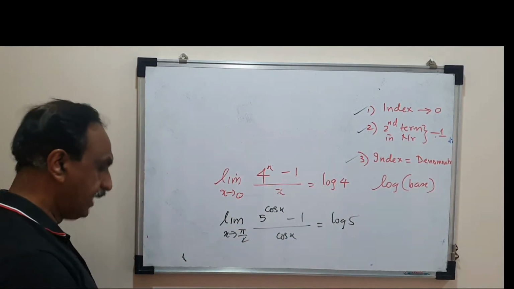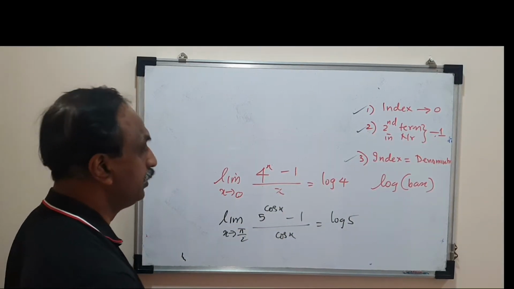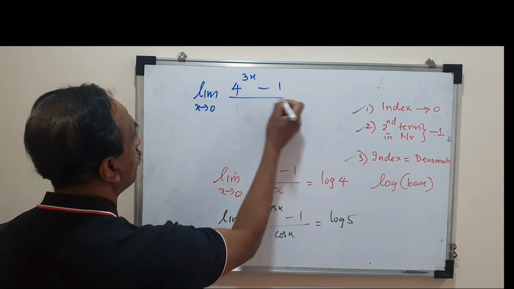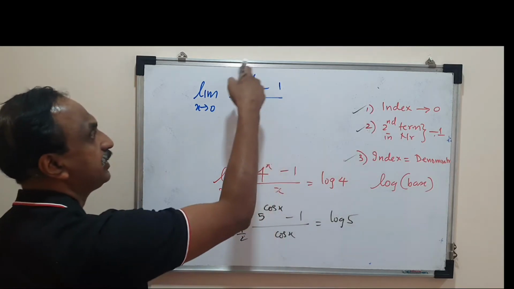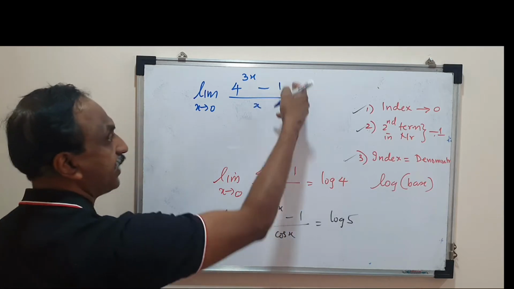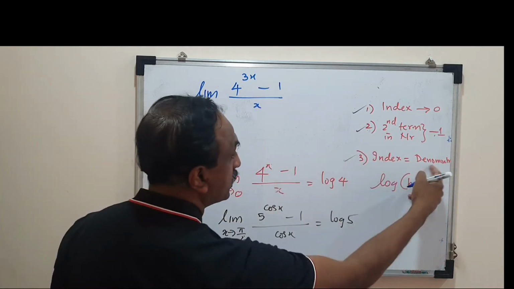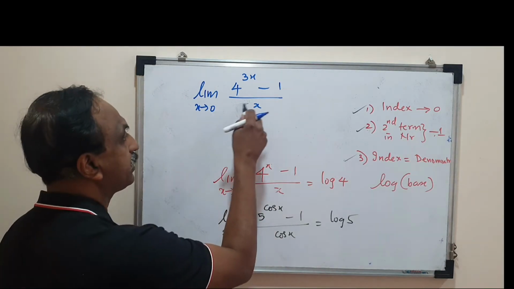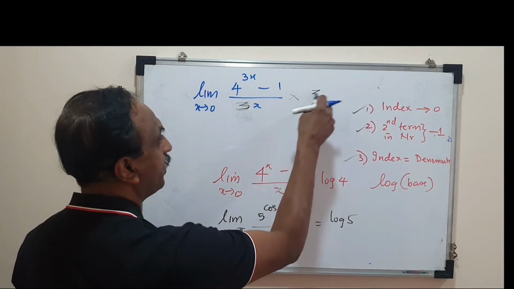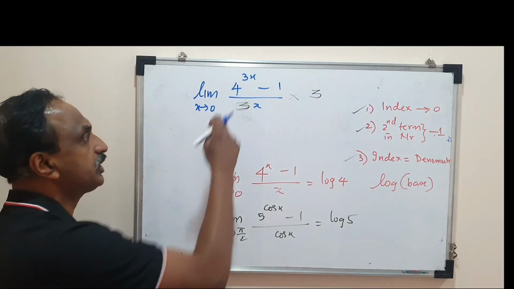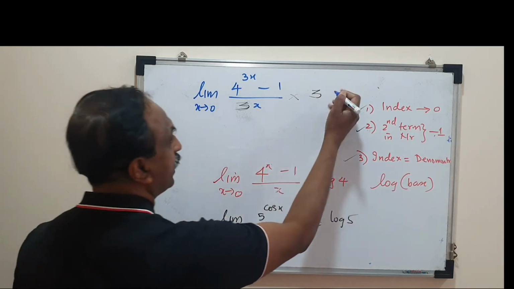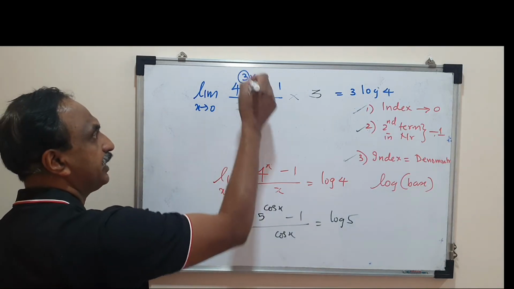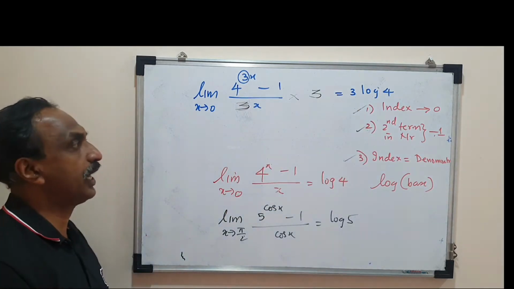Now, let's have a look at another problem, limit x tending to 0, 4 raised to 3x minus 1 upon x. First condition satisfied, that tends to 0. Second condition satisfied, minus 1 is present. But what you notice is, index and the denominator are not equal. So what I can do is, I can divide by 3 and multiply by 3. Now, this will become log 4 and 3, and answer is 3 log 4. So, if there is a coefficient here, that coefficient becomes a prefix of your answer.